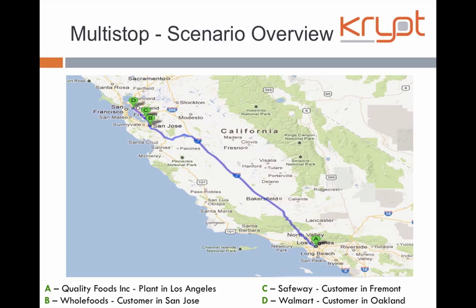This is the scenario overview wherein we have a plant in Los Angeles, California, and the plant is called Quality Foods Incorporated. The plant manufactures food and beverages, and our customers are in Northern California. Whole Foods, Safeway, and Walmart are the three customers. Whole Foods is in San Jose, California, Safeway in Fremont, California, and Walmart in Oakland, California.